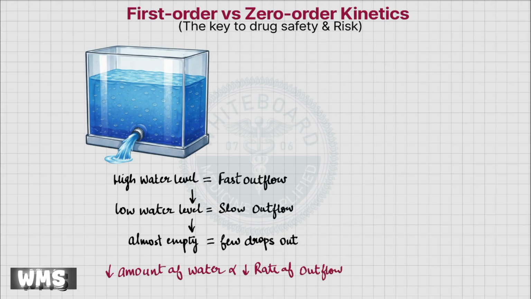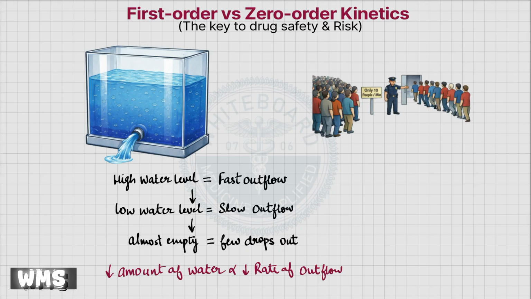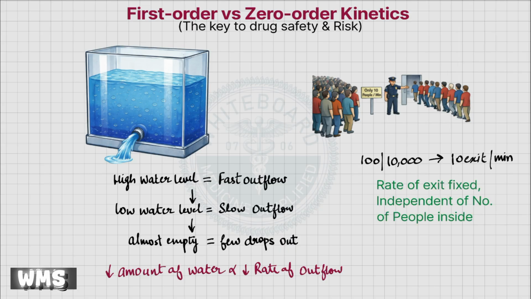In the second example, imagine a security guard standing at an exit who allows only 10 people to leave per minute. It does not matter whether there are 100 people inside or 10,000 people inside. The rate of exit remains fixed. As a result, the rate of exit is fixed and independent of the number of people inside. So what do we learn from these examples?